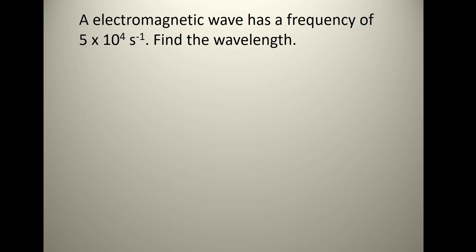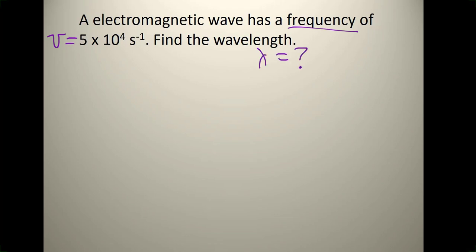So let's go ahead and try a problem here. An electromagnetic wave has a frequency of 5 times 10 to the 4th, 1 over s. Find the wavelength. So I find in these problems it's helpful to identify what each of the numbers are. So frequency is given the symbol of that nu, that funny looking v. And it says find the wavelength. So I do not know the wavelength.